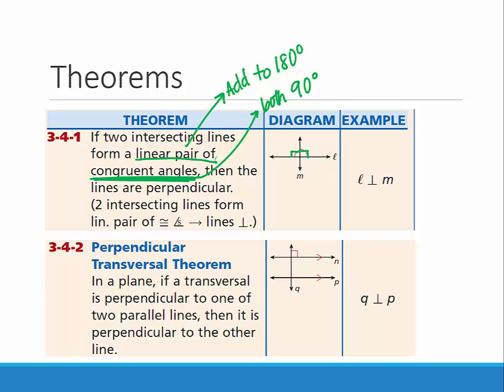And then the perpendicular transversal theorem says in a plane, if a transversal is perpendicular to one of two parallel lines, then it has to be perpendicular to the other. So we have these two parallel lines here. And the only information I give you is that it's perpendicular to one of the lines. Because these are parallel, that means it also has to be perpendicular to the other one.